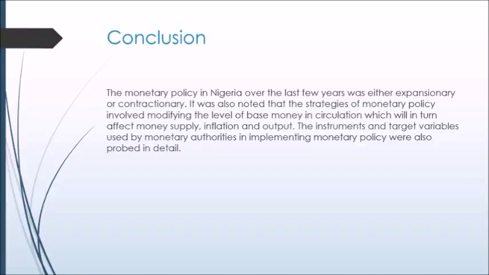Concluding the whole affair, the monetary policy in Nigeria over the last few years was either expansionary or contractionary. It was also noted that the strategies of monetary policy involved modifying the level of base money in circulation, which will in turn affect money supply, inflation, and output. The instruments and target variables used by money authorities in implementing monetary policy were also probed in detail. Thank you.